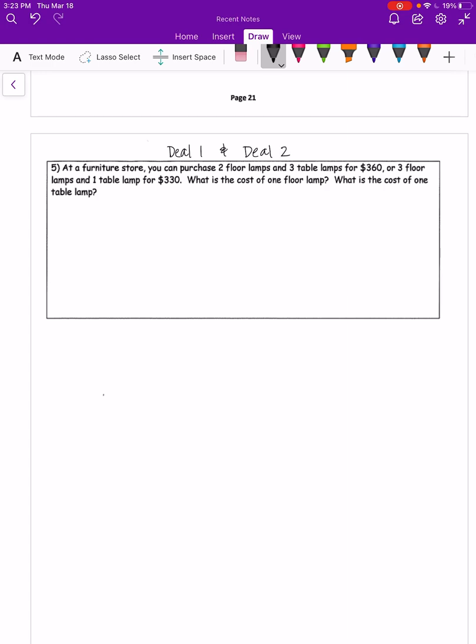So at a furniture store, you can purchase 2 floor lamps and 3 table lamps for $360, or 3 floor lamps and 1 table lamp for $330. What is the cost of 1 floor lamp? What is the cost of 1 table lamp? So again, to help us out, there's 2 things we're dealing with. I'm going to use F for floor lamps, and I'm going to use T for table lamp.